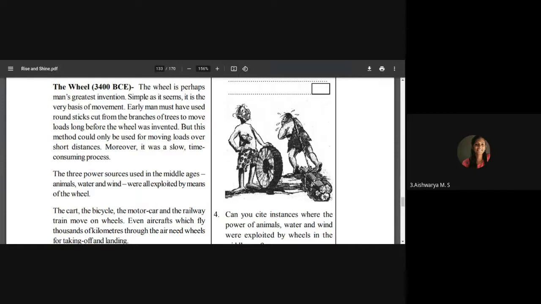The wheel is perhaps man's greatest invention. The wheel itself was the very basic of movement. Earlier man must have used round sticks cut from the branches of trees to move goods long before the wheel was invented, but this method could only be used for moving goods over short distances. Moreover, it was a slow, time-consuming process.